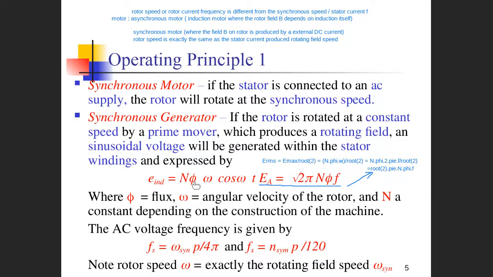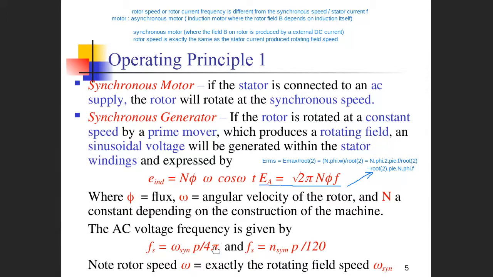But you know that omega is 2 pi f, 2 pi times the frequency f, in hertz. So therefore, we have this expression, where phi is the flux, omega is the angular velocity of the rotor, N is the number of turns, and there is a constant depending on the construction of the machine. Meanwhile, the AC voltage frequency, as I mentioned in the previous slide, depends on one, the synchronous speed, and two, the number of poles.